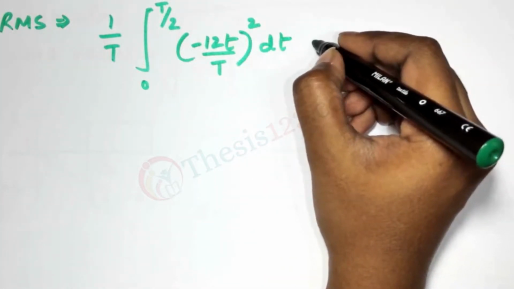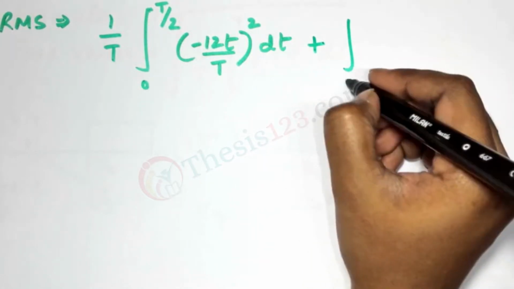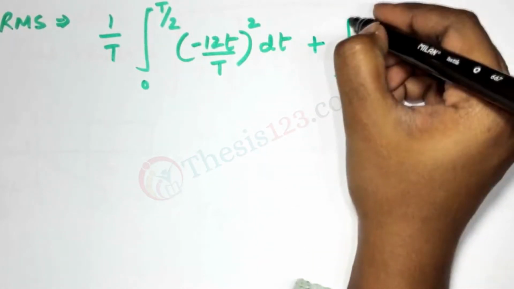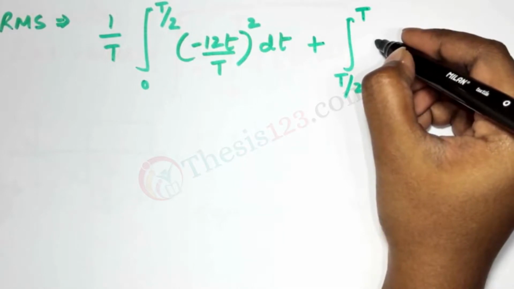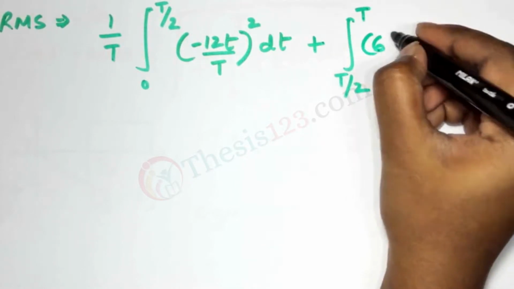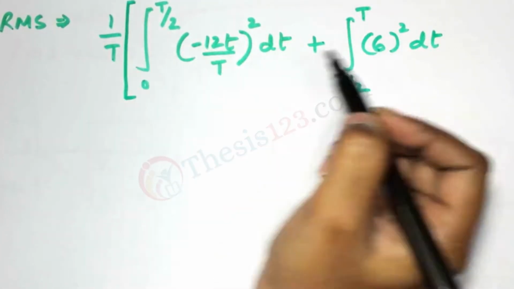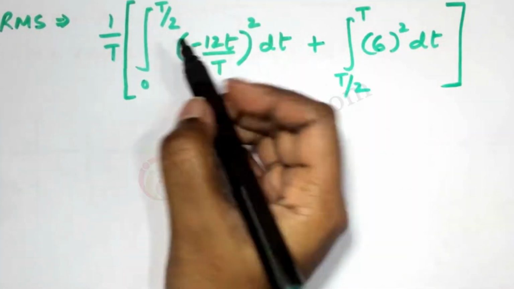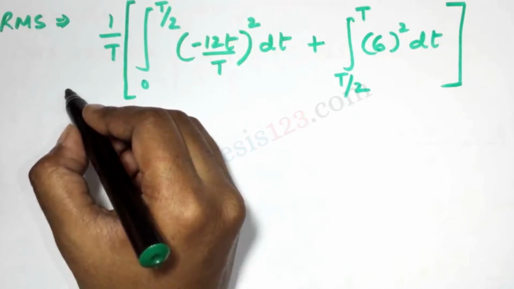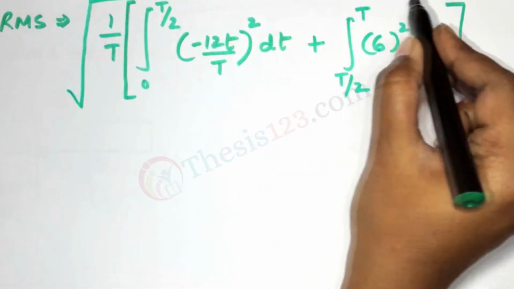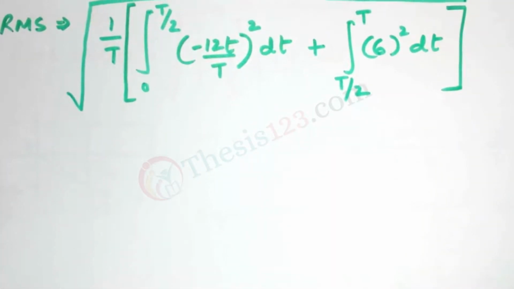Next, plus the integral T by 2 to T, that is the next thing. And we have our constant of 6. So that's 6 square dt. And the whole thing is under root. Right. Okay. Now let's solve this.